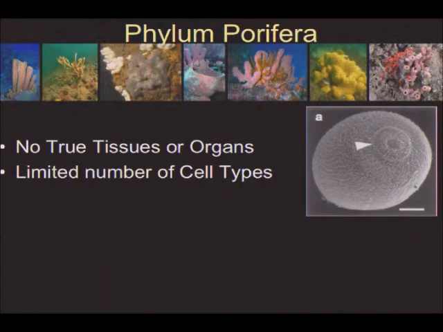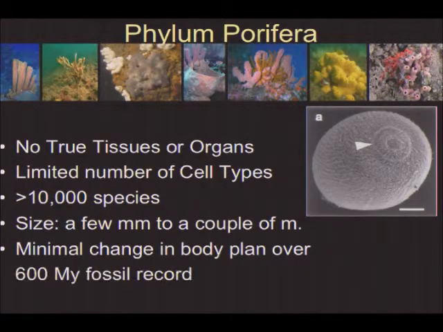So here are some features of sponges. They have no true tissues or organ systems. They have a set of cells that we know about, but those cells have not come together to function as an organ system. So it's not that they only lack a nervous system. They don't have a gut or many other organ systems that other animals have. A limited number of cell types.